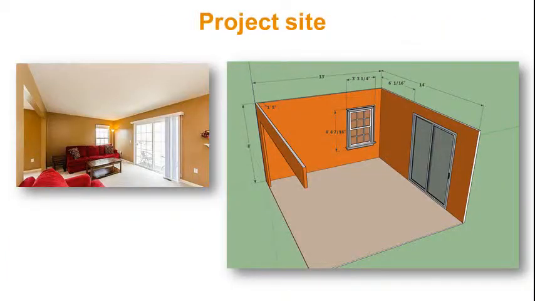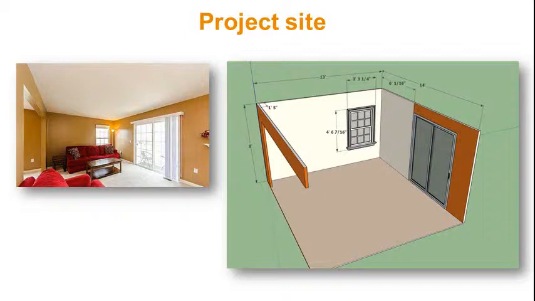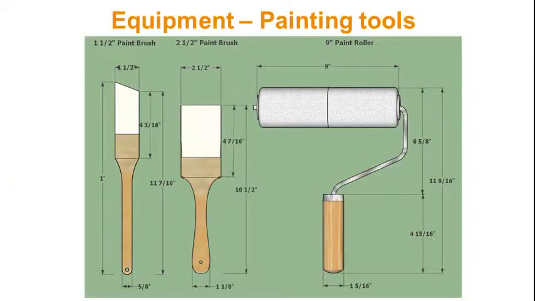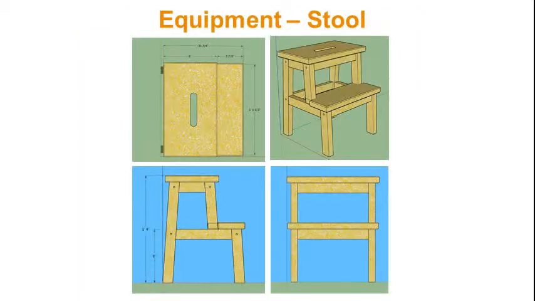Let's take a look at our project site. The work was done in a 13 by 14 foot living room and was originally painted with a dark brown color and had one standard size window, one balcony window, and one outlet. For the analysis, we painted part of the wall into a light white color. Painting tools used for the work included 2 different size brushes and one 9-inch paint roller. To reach the top edge of the wall, a stepping stool of 1 foot and 4 inches was used.